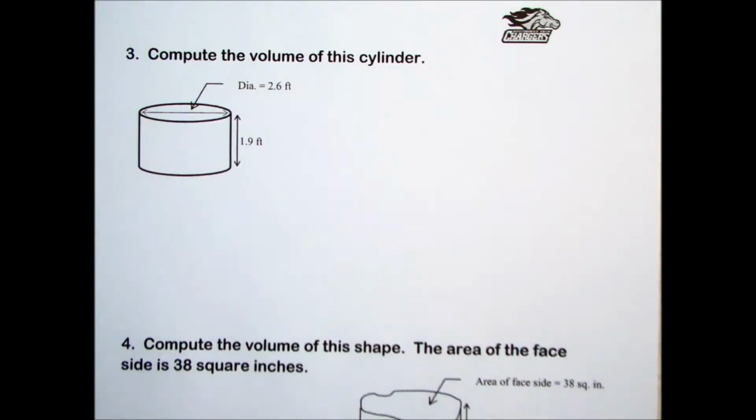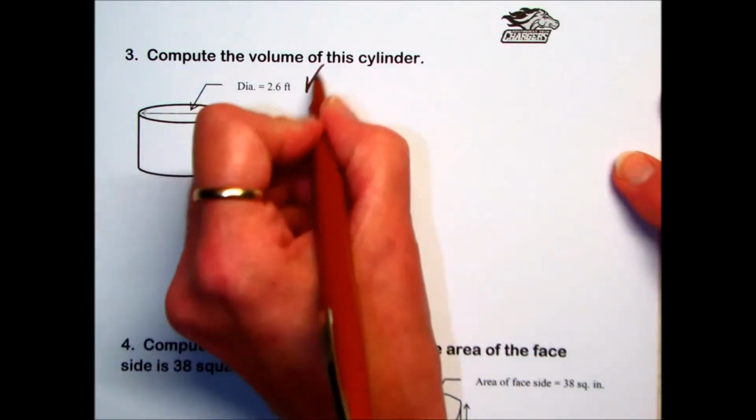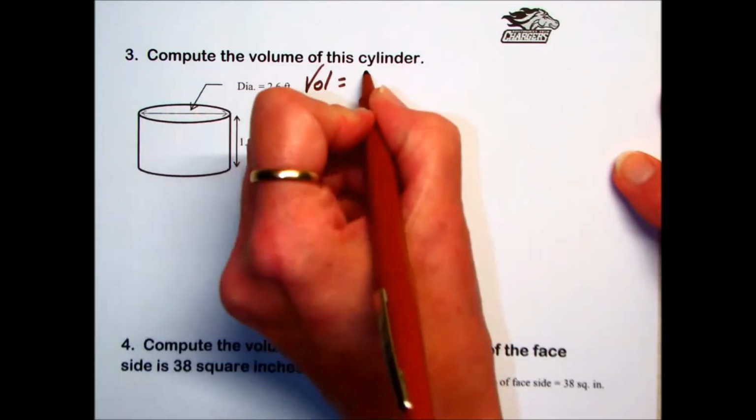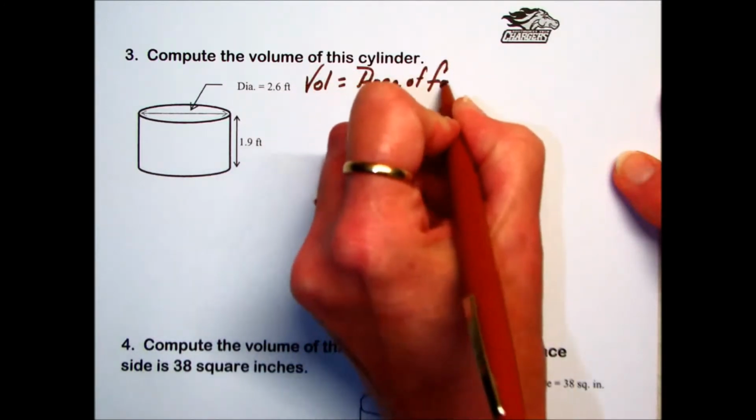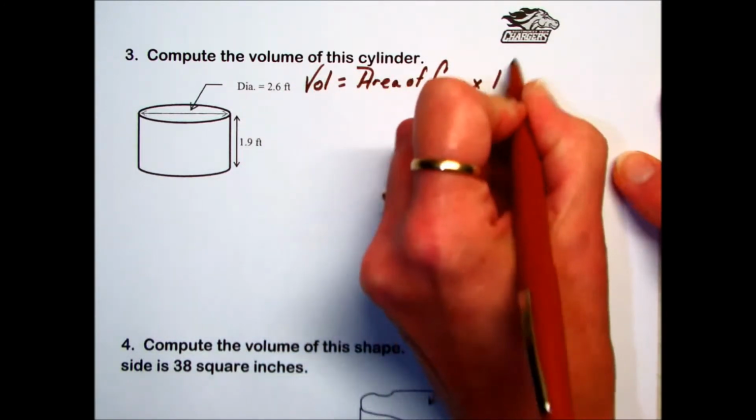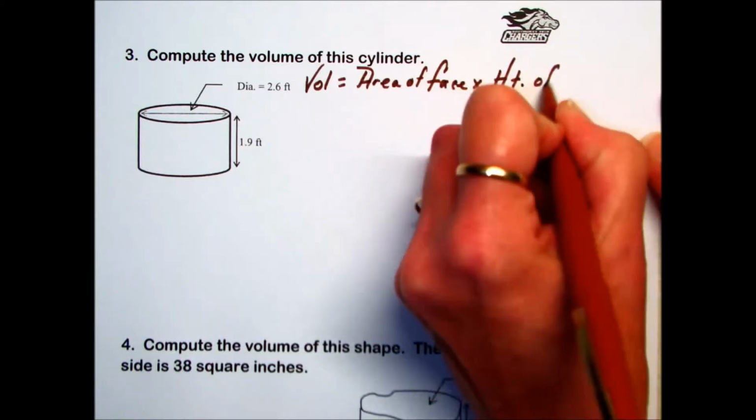Practice Set 10, Problem 3. Compute the volume of this cylinder. When we're dealing with this type of three-dimensional object, we can find the volume by taking the area of the face times the height of the object.